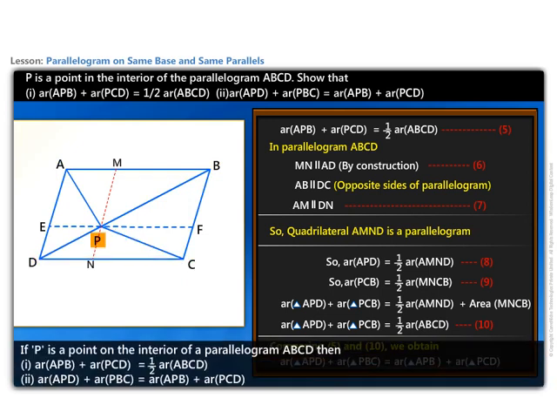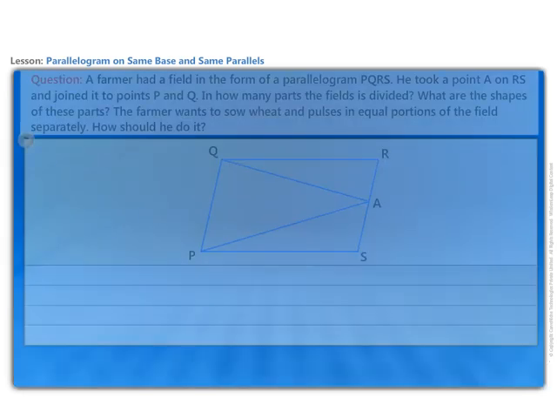If P is a point in the interior of a parallelogram ABCD, then area of triangle APB plus area of triangle PCD is equal to half the area of parallelogram ABCD, and area of triangle APD plus area of triangle PBC is equal to area of triangle APB plus area of triangle PCD.